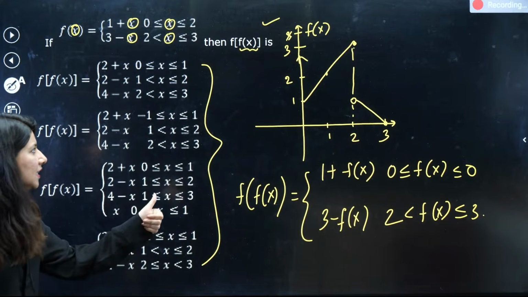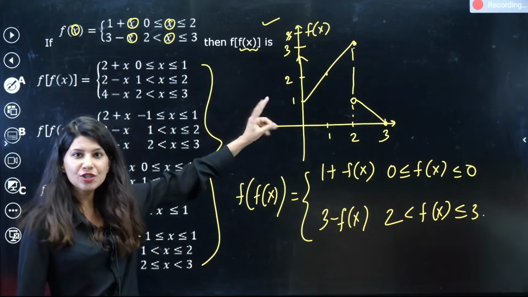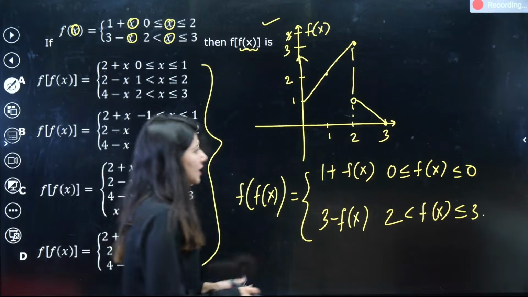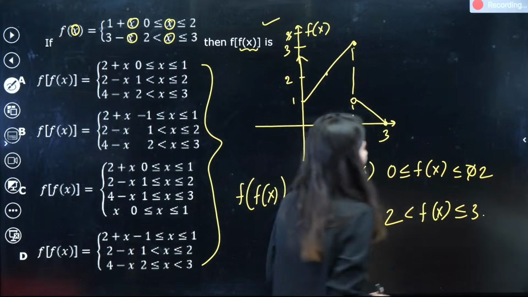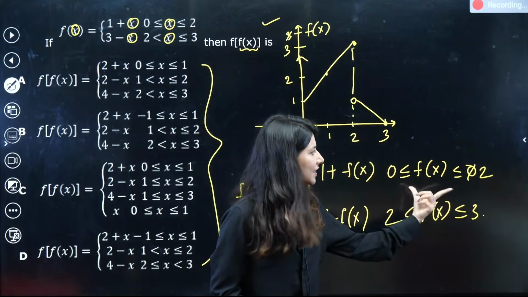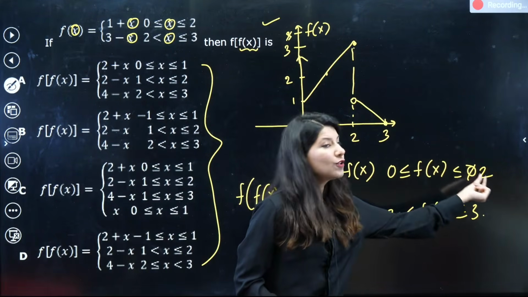Step 1 is clear. Plot the graph of the internal function. Step 2, f of x you have to write. Okay, now this is your 2. Sorry, this is your 2. Now f(x). Now focus over here, not here. Focus here. f(x) is from 0 to 2.